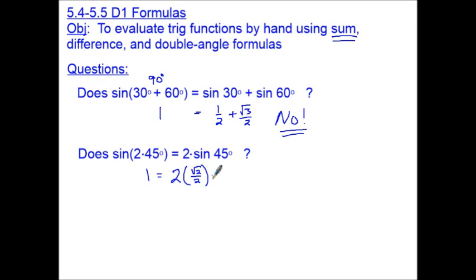Let's go this way instead. The 2 with the 2 cancels here and just leaves us the root 2. Well, 1 isn't equal to root 2, so again, that is a big fat no. It doesn't work, so we need some other way around that as well. And again, we have a double angle formula that's going to handle that.